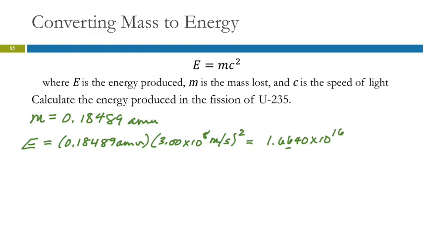But what are the units on that? Well, they would be atomic mass unit meters squared per second squared. Not a very useful unit. We don't recognize that as a unit of energy, do we? What's the unit of energy that we usually use? Joules. So 1 joule is equal to 1 kilogram meters squared per second squared.